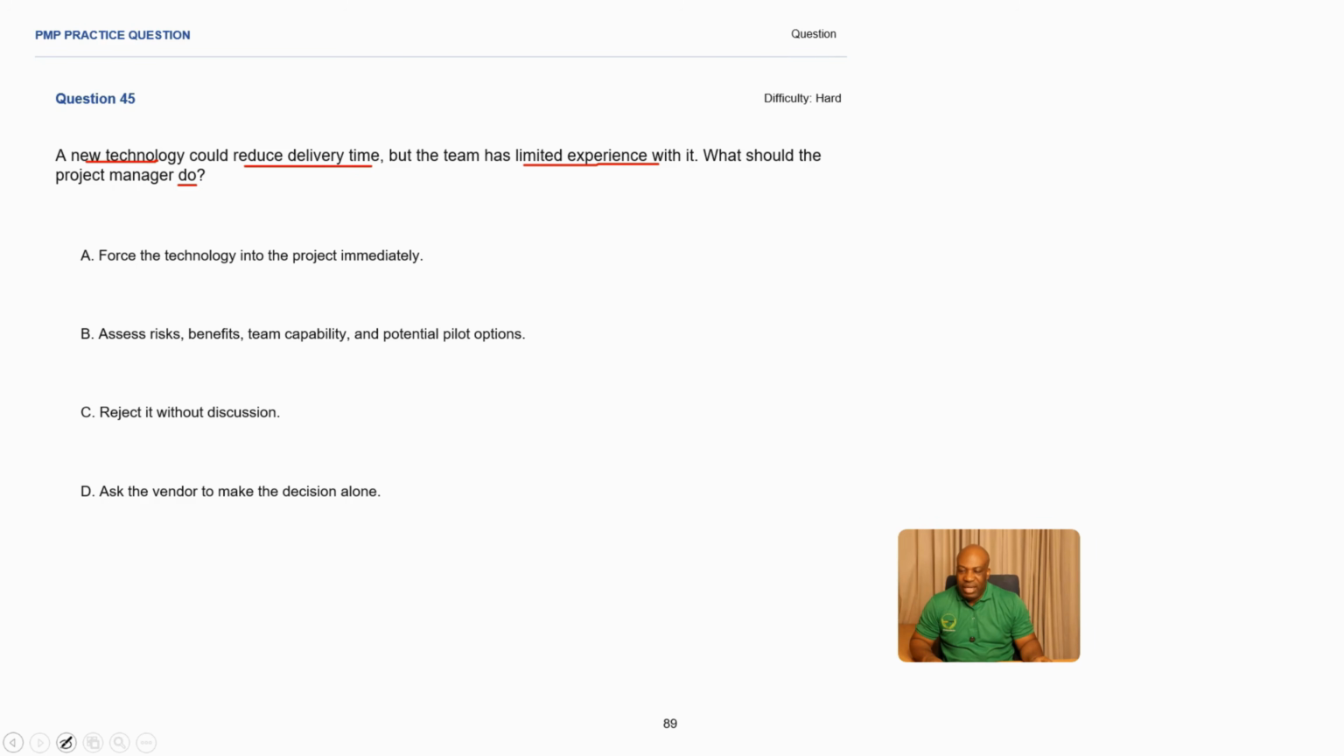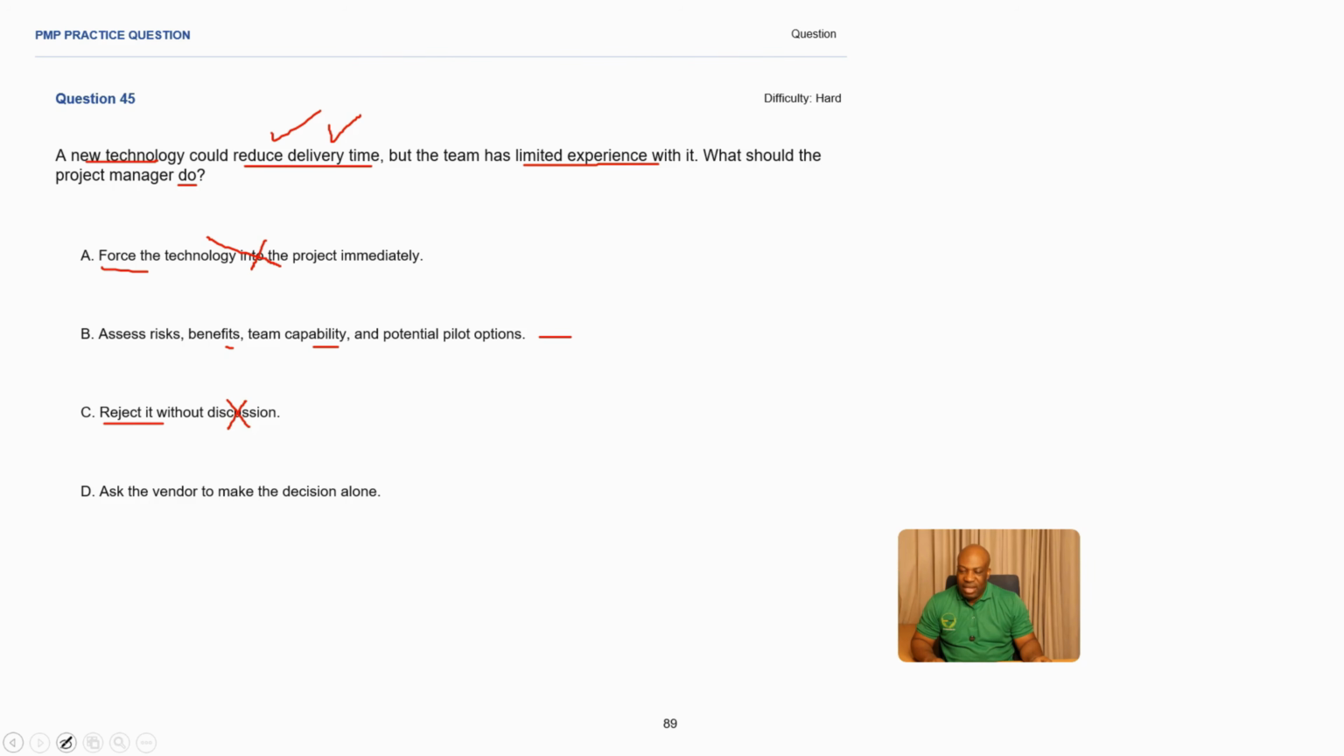Now, A, force the technology into project immediately. In project management, don't ever force things. You must have the buy-in from the team. So forcing is not a good mindset, making this one incorrect. B, assess risks, benefits, and capabilities and potential pilot options. I like this option. Then C, reject it without discussion. Don't just reject things in a project. And remember, this is going to reduce some delivery time. So rejecting does not make sense. You need to make an assessment first.